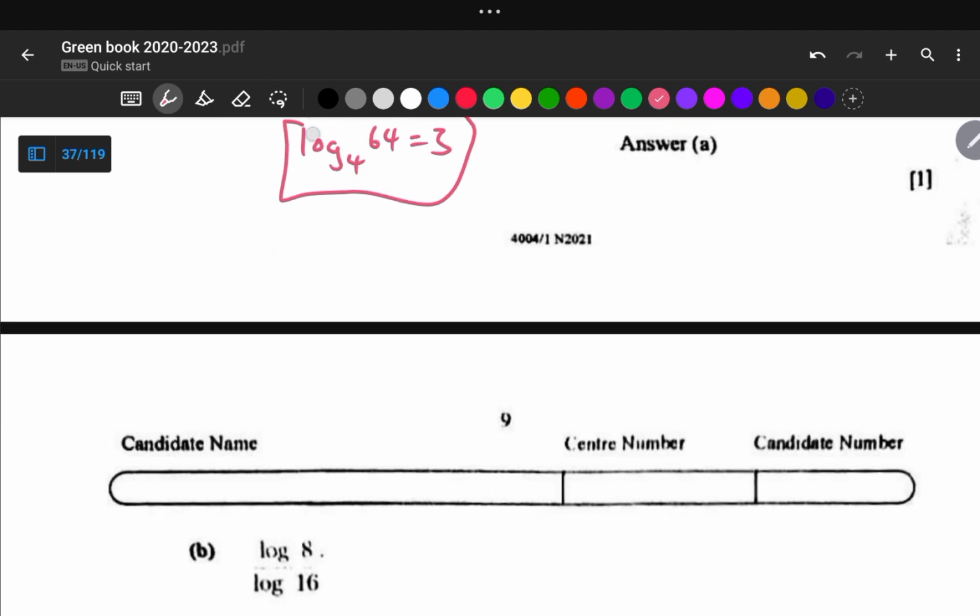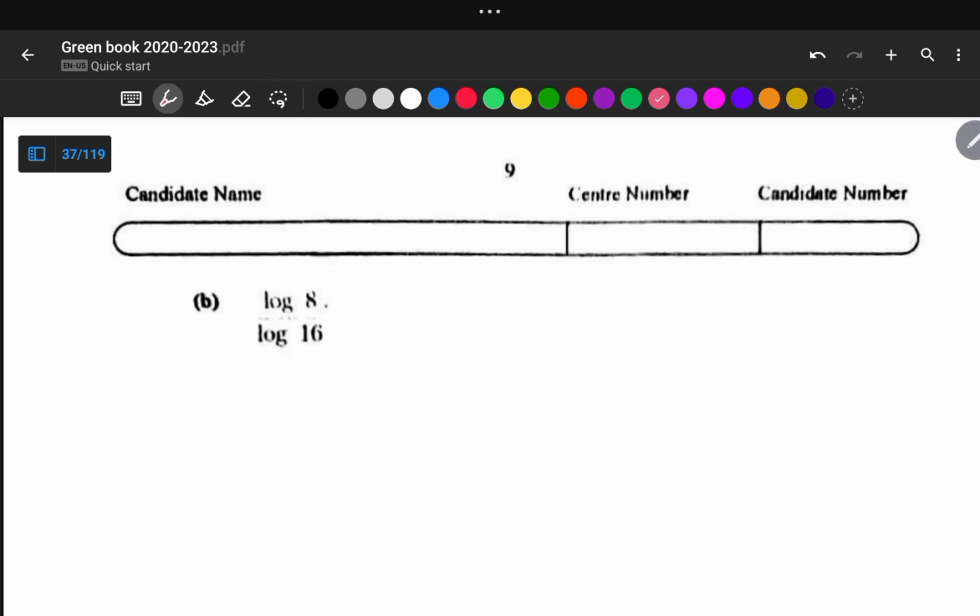And let us move on to part B of our question. In this question, we are given log 8 over log 16, and we are required to simplify. So given that we are having log 8 over log 16, the idea that we are going to use is this: if we are having log a raised to the power b, it is equal to b log a. So we can simply drop this power here.